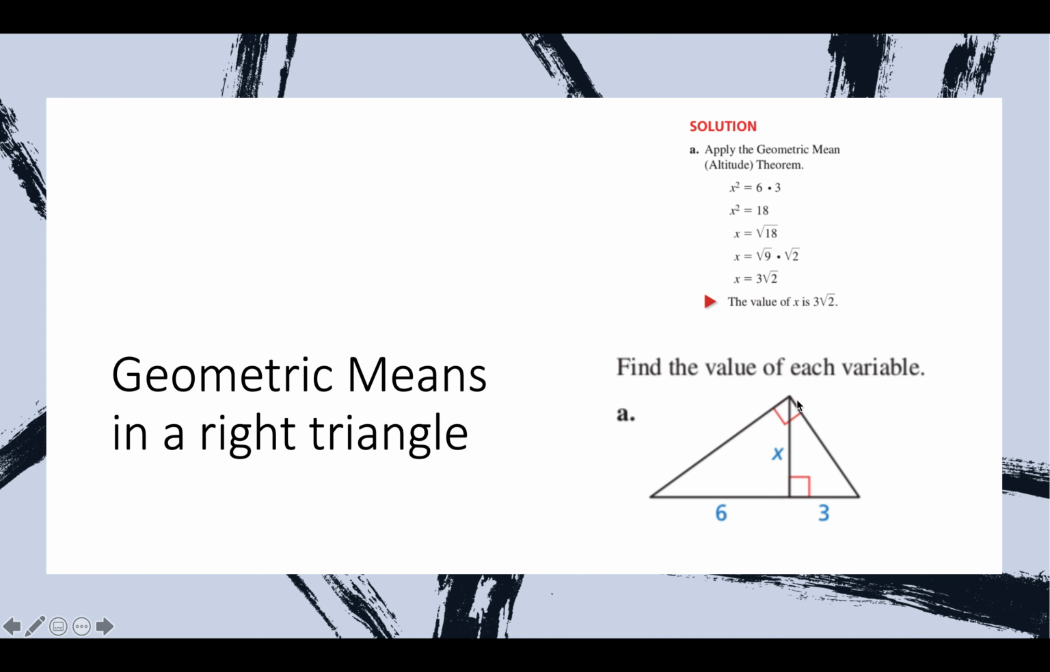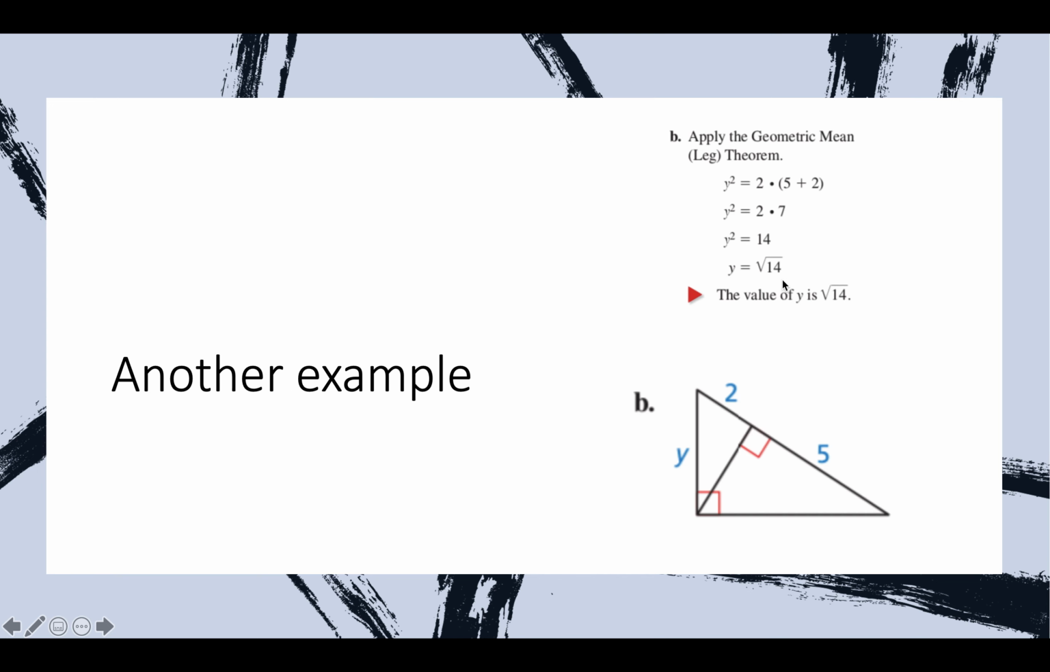When you cross multiply, x times x is x squared equals 6 times 3. That means x squared equals 18. Square root both sides, we have x equals square root of 18. 18 is the same as 9 times 2. The square root of 9 is 3. 3 square root of 2.